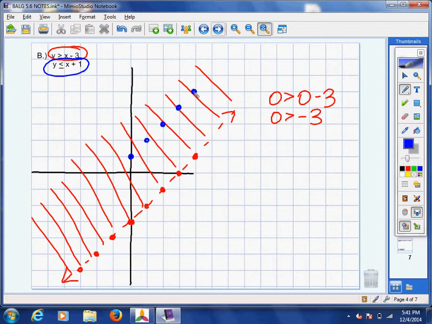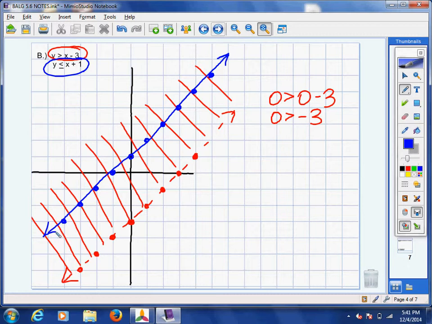Okay, and I can see that I'm right in the middle of that shading. So here we go. And here's what my line looks like. Now this time I'm going to draw a solid line because I have an equal to sign. Okay, so solid line. And then I've got to figure out where my shading goes.